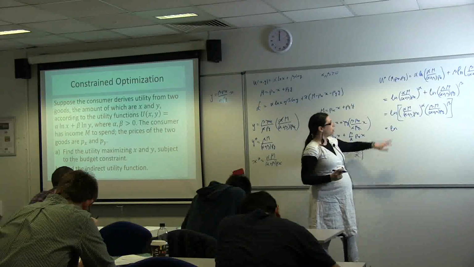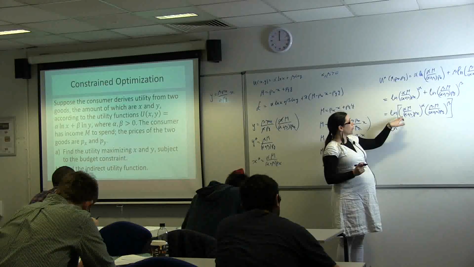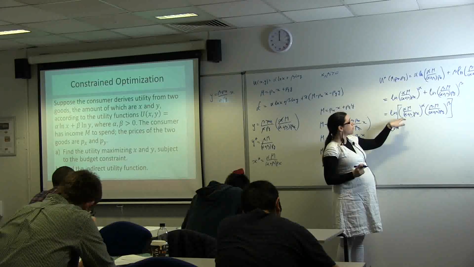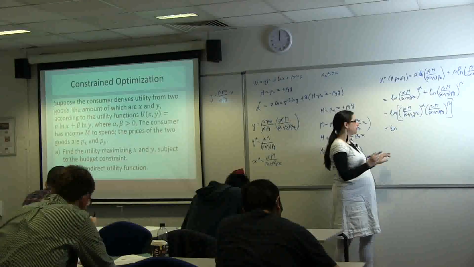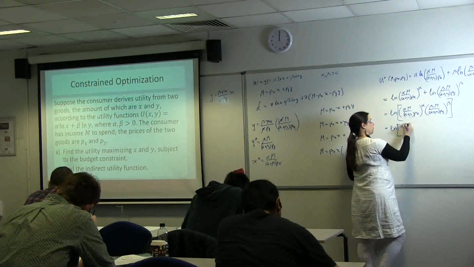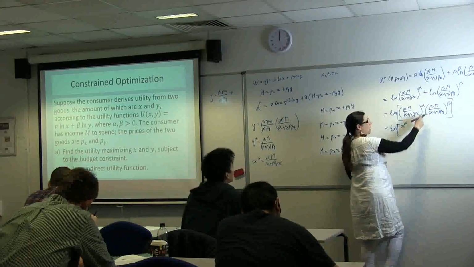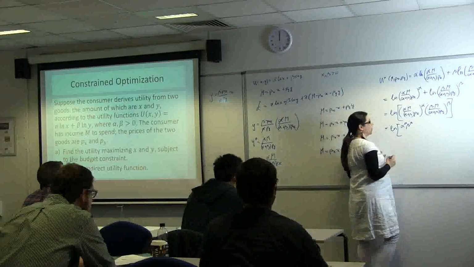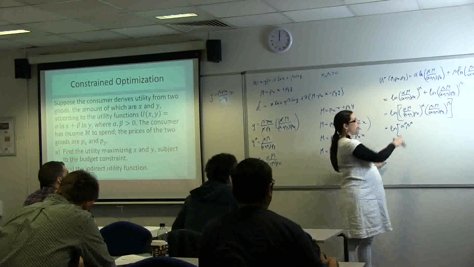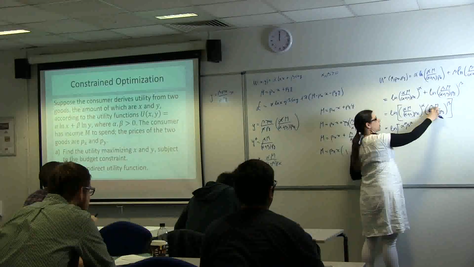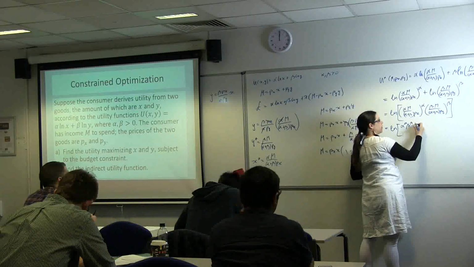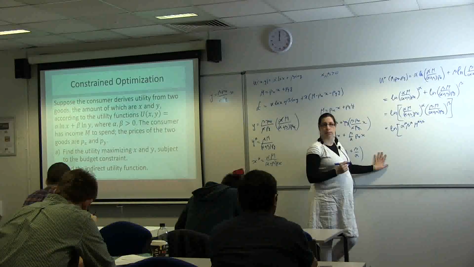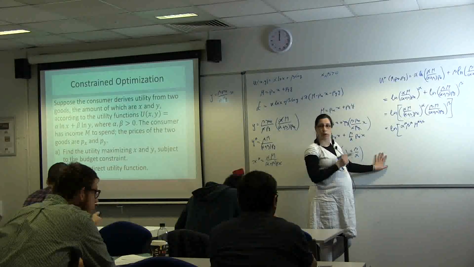Now I've got alpha to the power of alpha, and I've got beta to the power of beta. And what else have I got? I've got m to the power of alpha and m to the power of beta. That will be m to the power of alpha plus beta. So that is in my numerator.